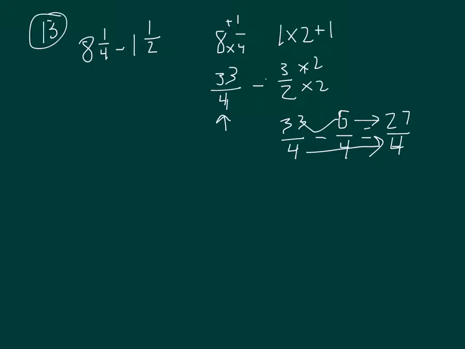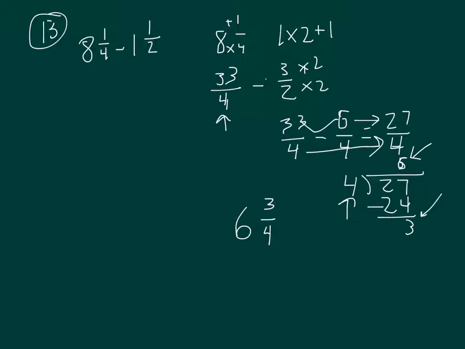Now 4 goes into 27. It's actually 6 times. 6 times 4 is 24. A remainder of 3. This becomes your whole number, the 6. This becomes the numerator. This remains as your denominator of 4. Now, that's one way if you're having trouble finding a common denominator.